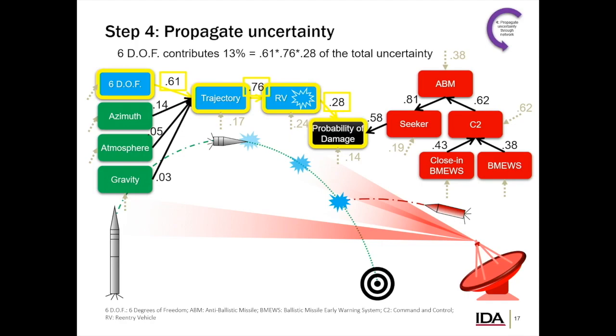All right. We've gotten here. We did a lot of the hard work. Step 4. How much is 6DOF actually contributing to my probability of damage model? How do I figure that out? Because I used a decomposition that's sort of multiplicative, I can just say, okay, probability of damage, RV contributes 28% of the uncertainty to probability of damage. Of that 28%, 76% is coming from trajectory. Of that 76%, 61% is coming from 6DOF. So I can multiply these percentages and say 6DOF contributes 13%.